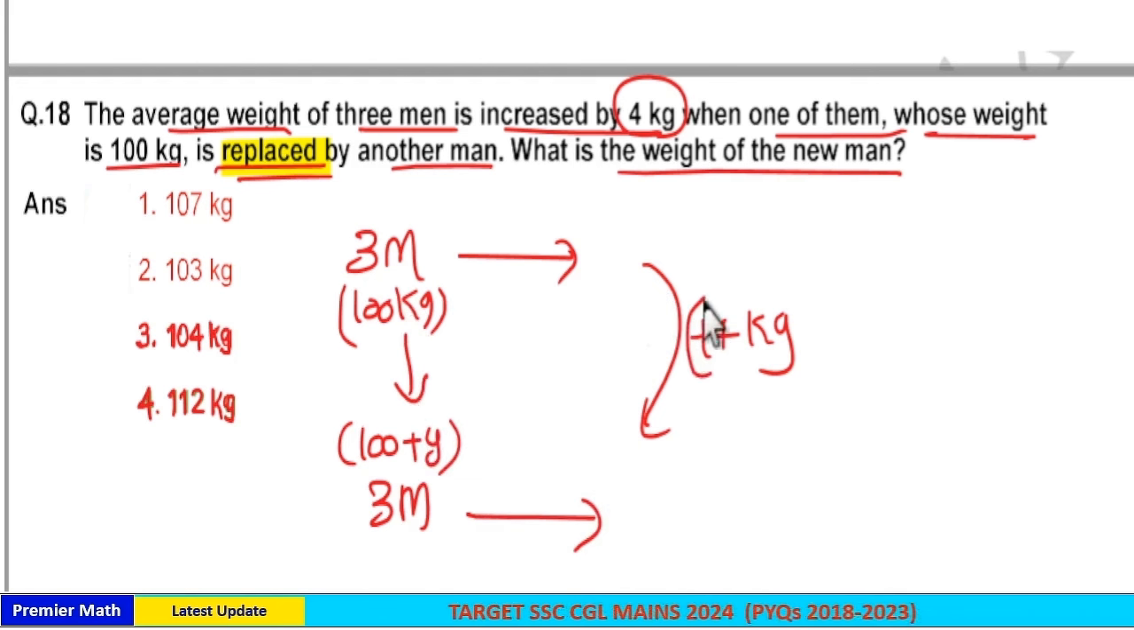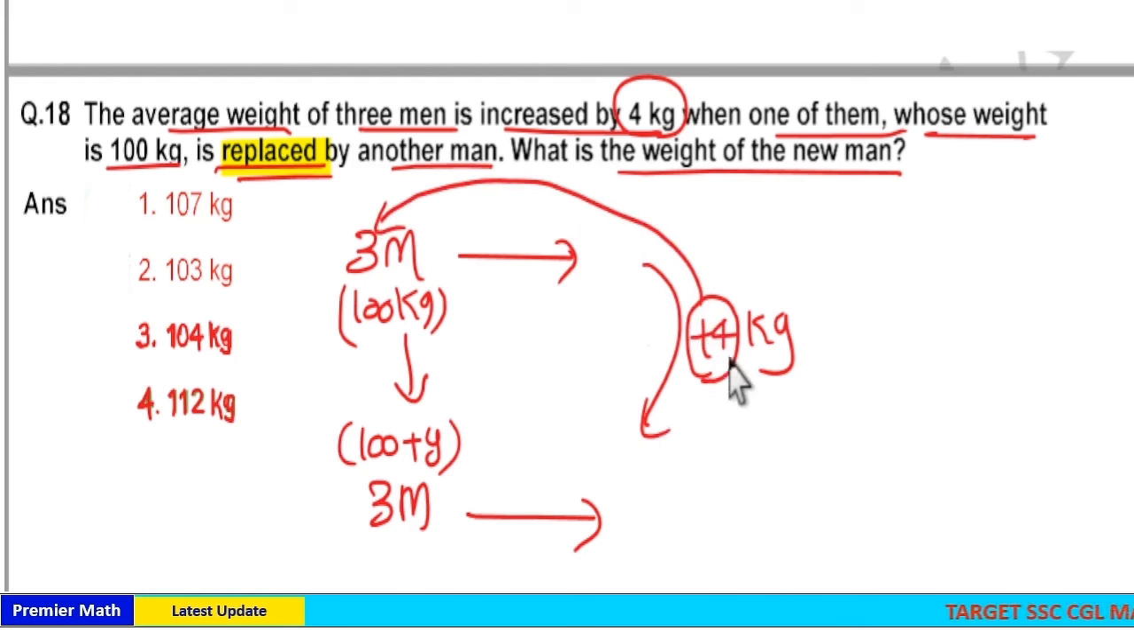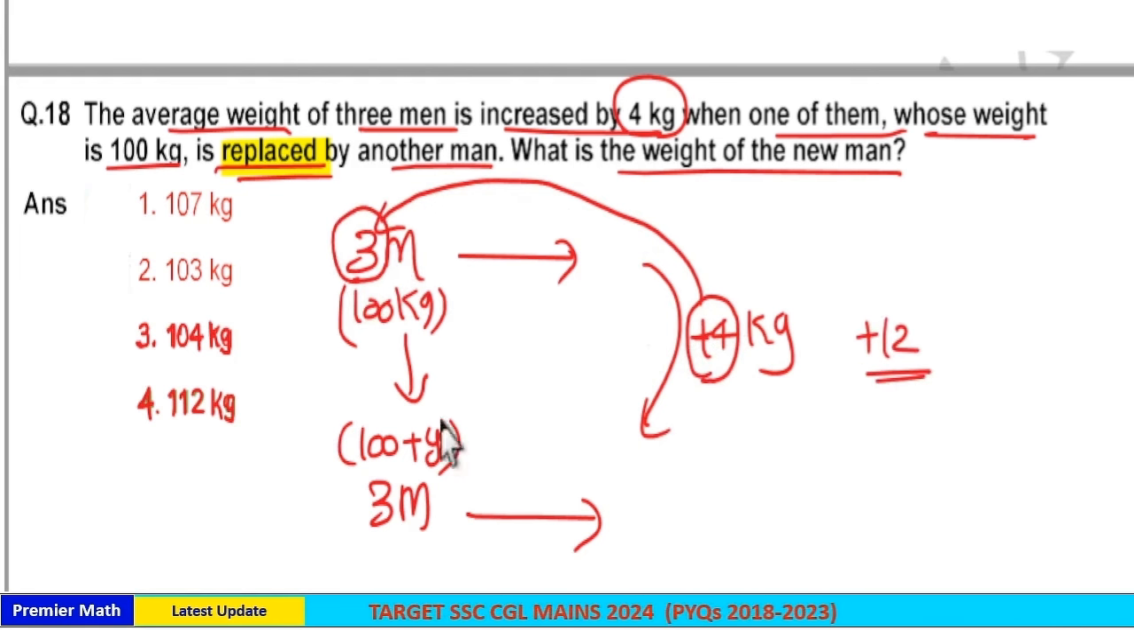So this increment of 4 in the average is for these 3 people. So 4 into 3, 12 is the total increment in the sum of these 3 people when this replacement takes place. Which means this plus 12 increment is because of this replacement. So this plus 12 is the left hand side difference. Which means 100 plus 12, 112 is the new man's weight. Option 4 is your answer.